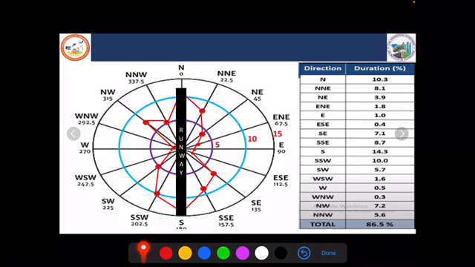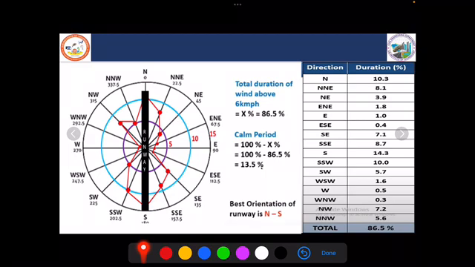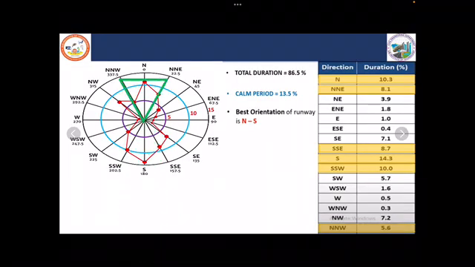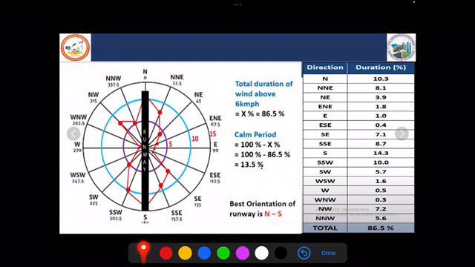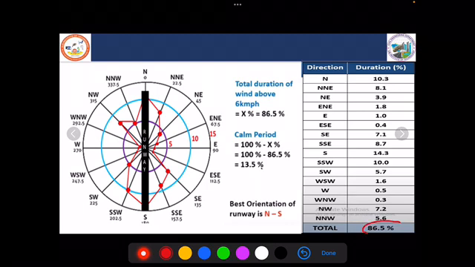Now to check the wind coverage, before that, find out what the calm period is. To calculate the calm period, we know the total duration is 86.5%, and the calm period can be calculated as 100 minus the total percentage. So 13.5% is the calm period. What is the calm period? It is where the intensity of wind is less than 6 kmph, which will not interfere with the landing and takeoff operation.